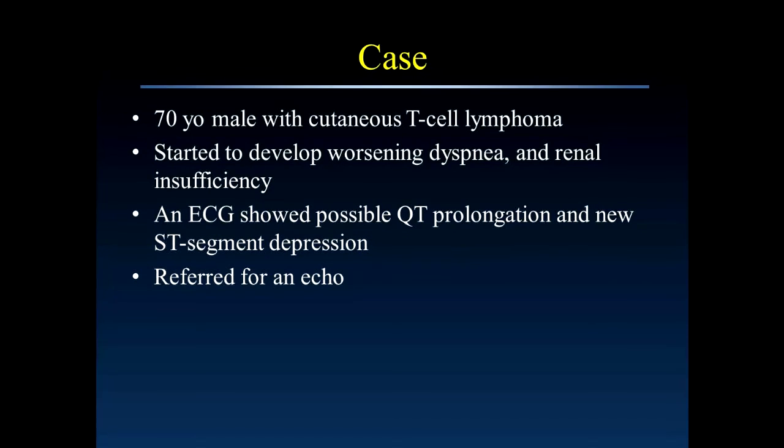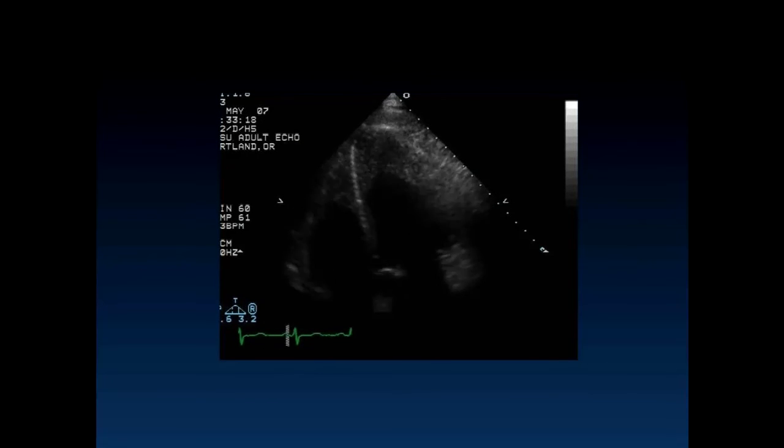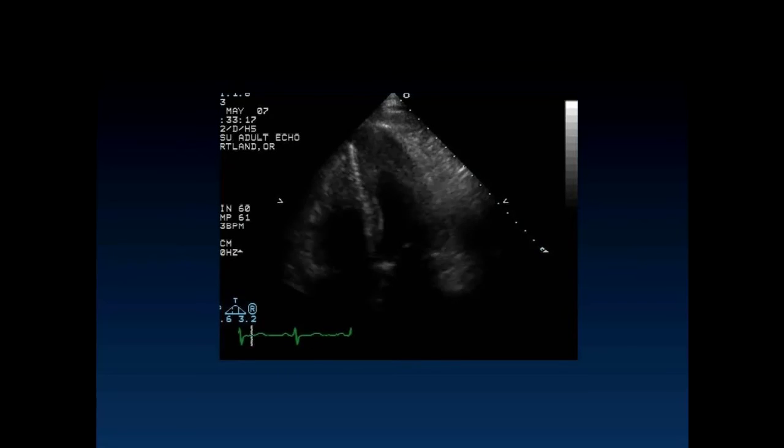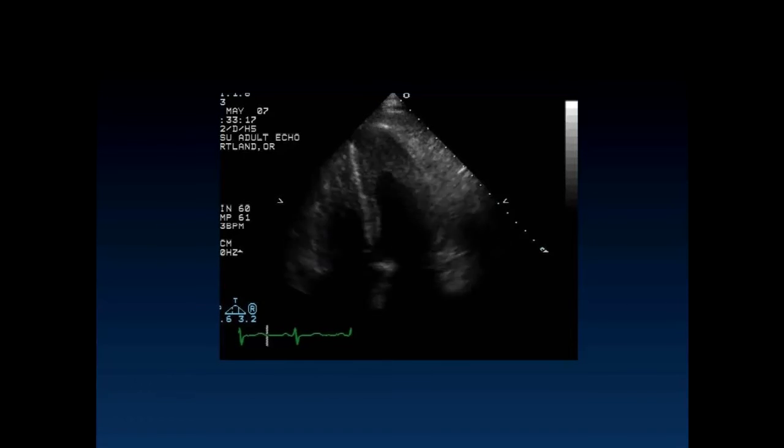This is a very interesting case of a 70-year-old male who had a cutaneous T-cell lymphoma. He started to develop symptoms of worsening dyspnea as well as renal insufficiency. An electrocardiogram showed possible QT prolongation and new ST segment depression, and so he was referred for an echocardiogram. This is his 4-chamber view without contrast, and again, the non-contrast images look like he actually has apical hypertrophic cardiomyopathy.